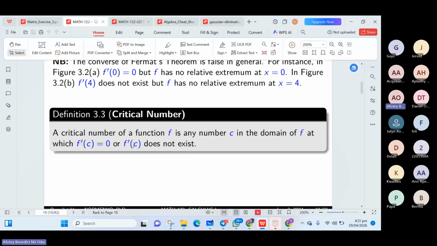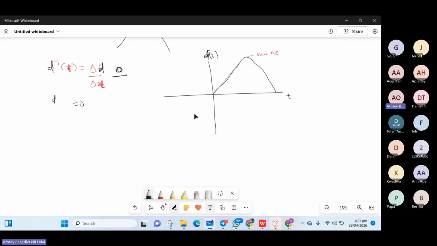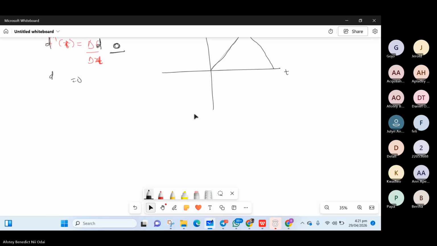So a critical number of a function is any number c in the domain at which f prime of c is equal to 0, or f prime of c does not exist. So why again is f prime of c equal to 0 for the critical number as well? Again, let's go to our graph. I want us to theoretically view what I'm explaining.